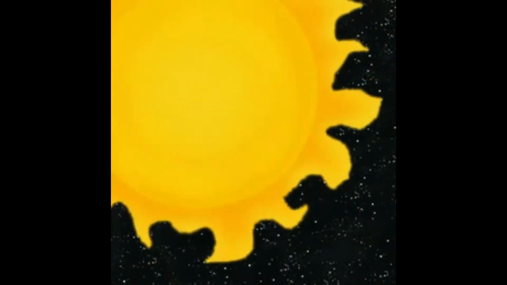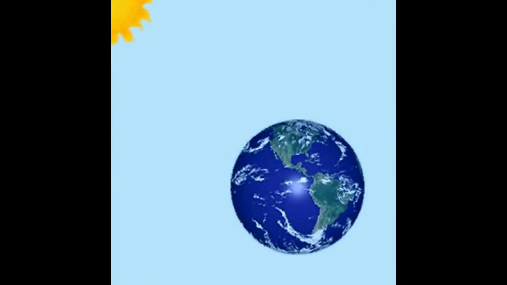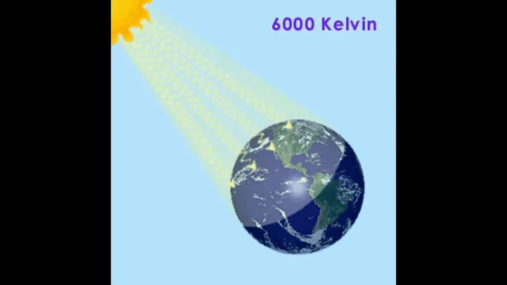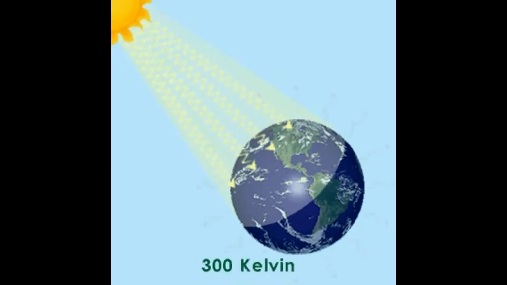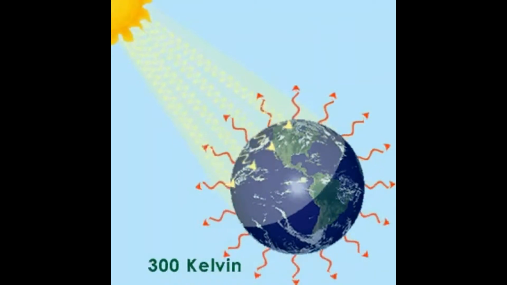In summary, the types of radiation emitted by the Sun and the Earth are determined by their temperatures. The Sun, which is very hot, emits high-energy, shortwave radiation, while the Earth, which is much cooler, emits lower-energy, long-wave radiation.